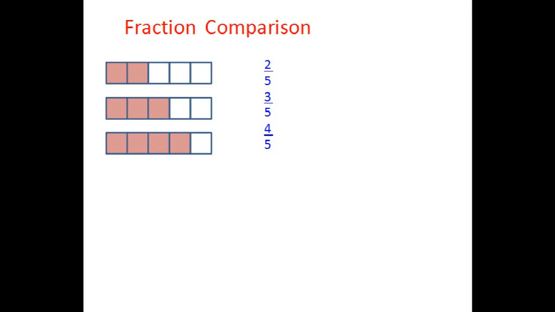Let's see how to compare fractions. Now we have three fractions in front of us: 2 over 5, 3 over 5 and 4 over 5. So looking at the diagram, we know that 2 over 5 is less than 3 over 5 and it is less than 4 over 5.